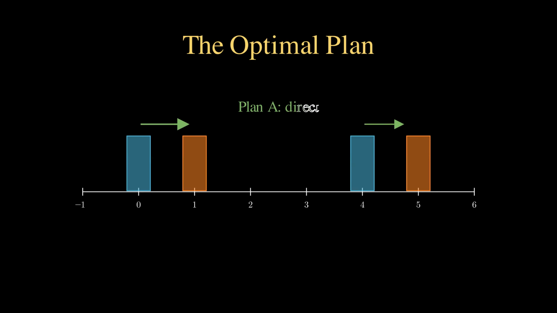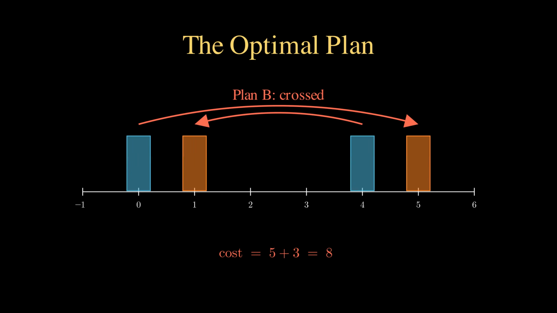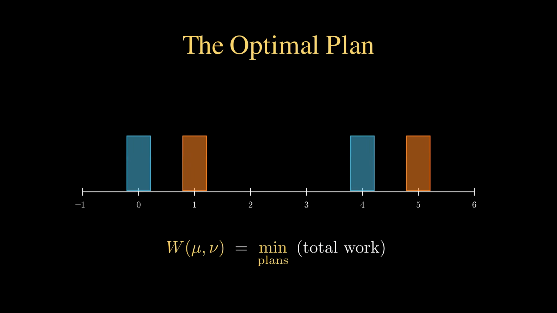But there's more than one way to do it. Plan A is direct, source 1 to target 1, source 2 to target 2, for a total cost of 2. Plan B sends them crossed over each other, paying 8 units of work for the same job. We could keep listing plans, but only one really matters. The minimum total work over every possible plan is the Wasserstein distance.